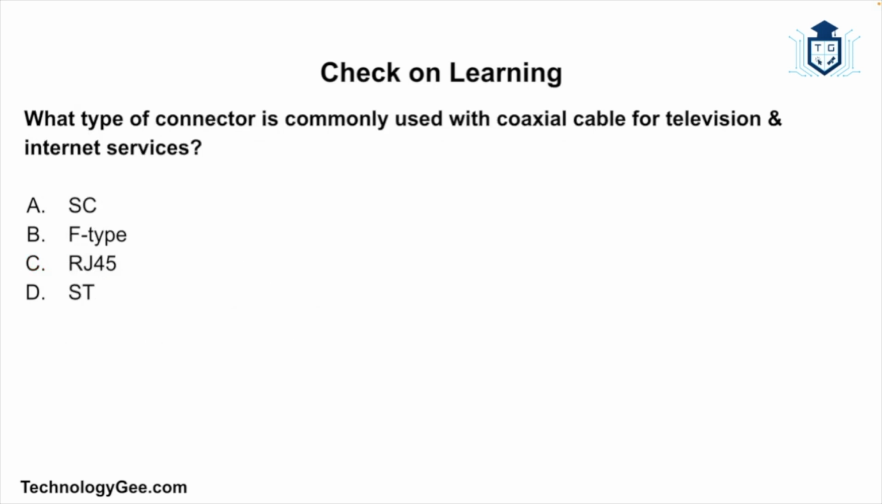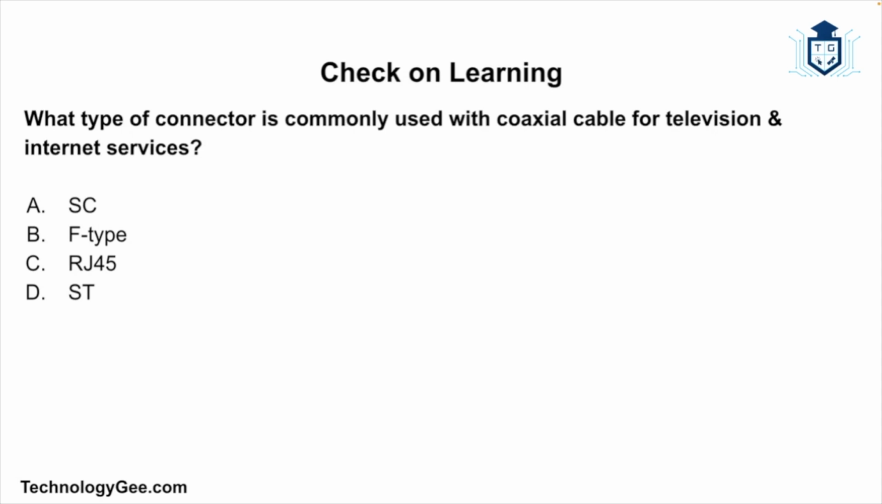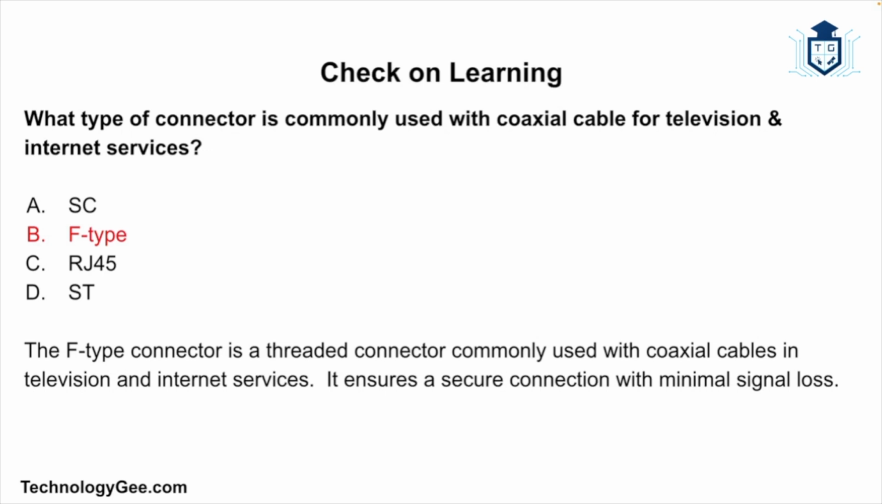Next question. What type of connector is commonly used with coaxial cable for television and internet service? Would this be an SC connector, the F type, the RJ45, or the ST connector? And the correct answer is the F type connector. The F type connector is a threaded connector that is commonly used with coaxial cables in television and internet services, and it ensures a secure connection with minimal signal loss.